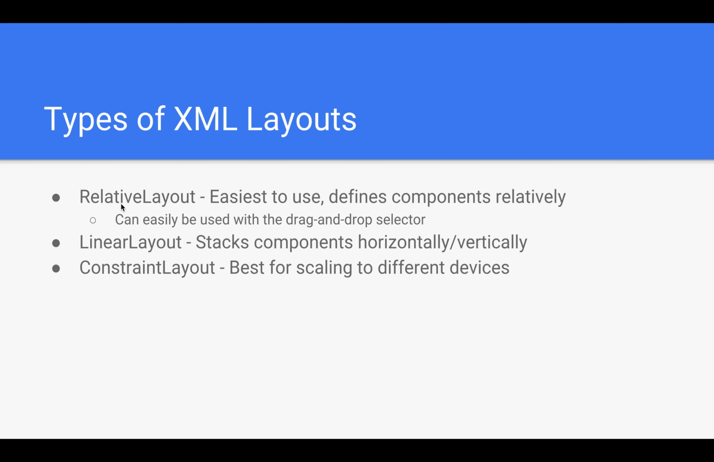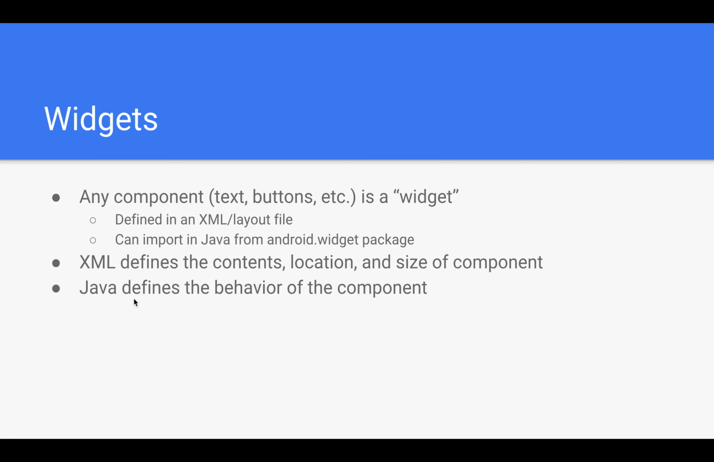So there's relative layout, where each one of the components on the screen is defined relative to other ones. It's easiest to use because you can use the drag and drop interface that Android Studio will provide. Then there's linear layout. Linear layout is kind of when components need to be stacked in a vertical or horizontal way. And then constraint layout is best for making sure that on different devices of different screen sizes, the app turns out the same.